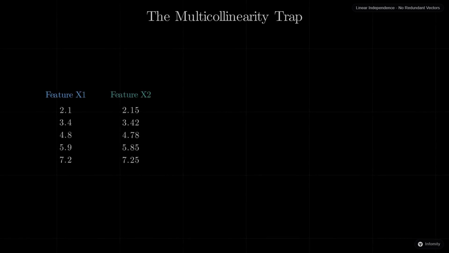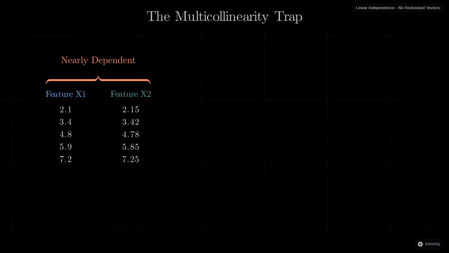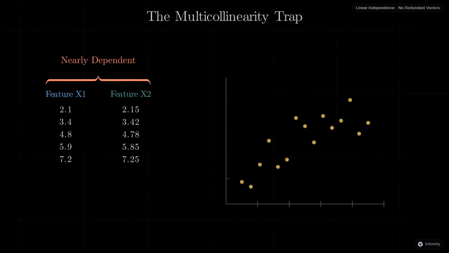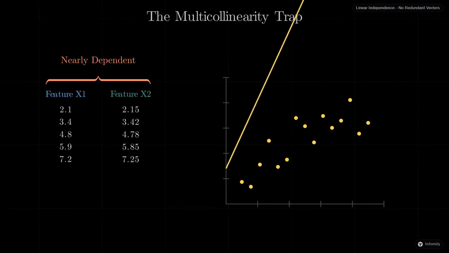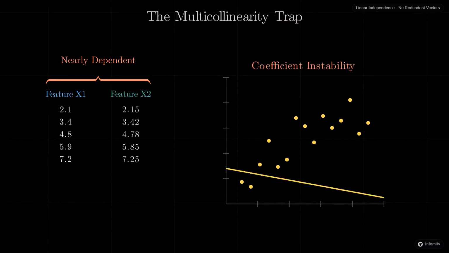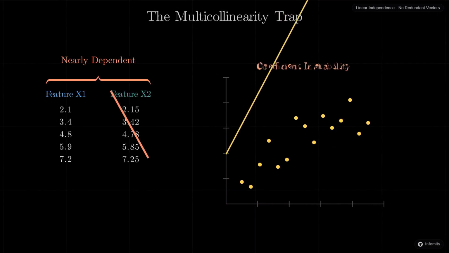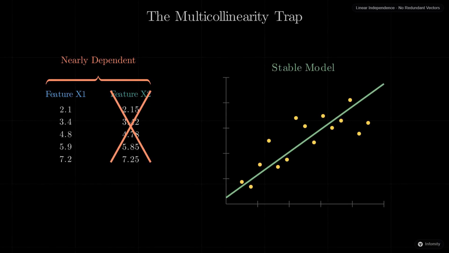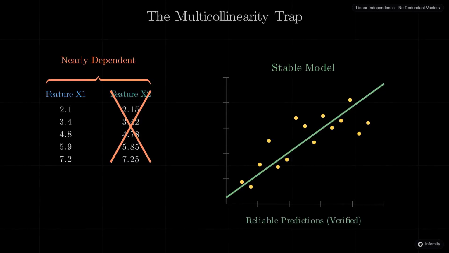When two features are nearly dependent, our model cannot decide which one is actually driving the outcome. This confusion causes the model's coefficients to swing wildly with tiny changes in data. If you want to build robust algorithms, you must address this instability. By ensuring linear independence, we stabilize our models and guarantee reliable predictions. It is the difference between a shaky guess and a solid model.